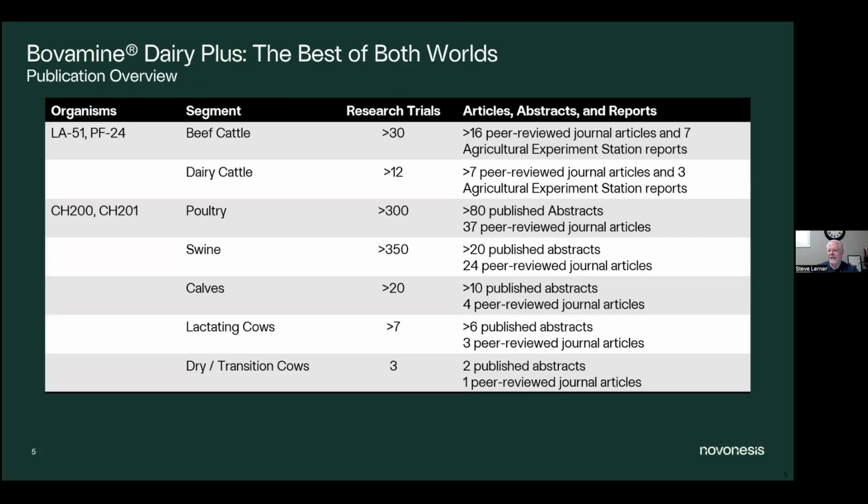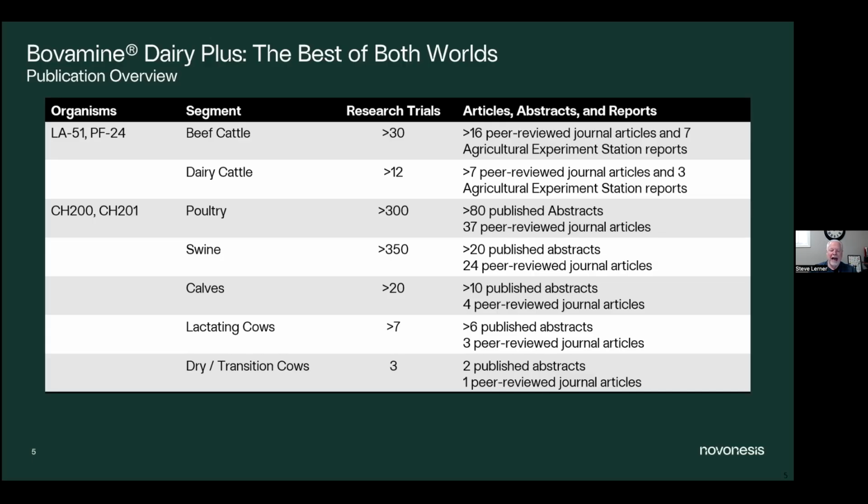When you look at why this probiotic is good, it contains LA51, a lactobacillus organism, and Propionibacterium PF24. We have fed these organisms in beef cattle and in dairy cattle. We have over 40 research trials looking at their efficacy, including a couple dozen in peer-reviewed journals.